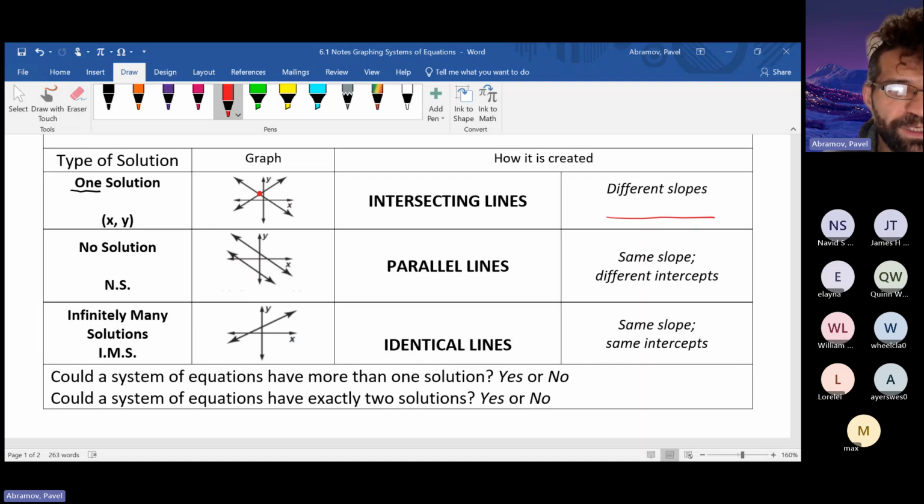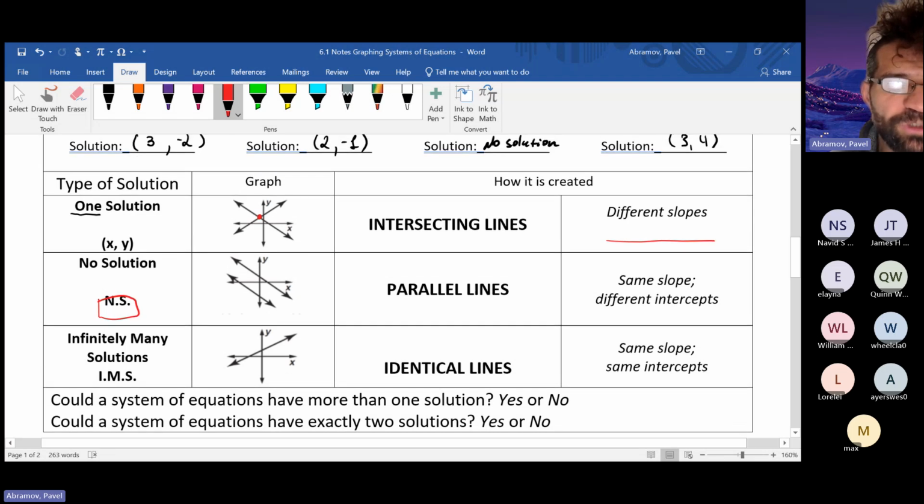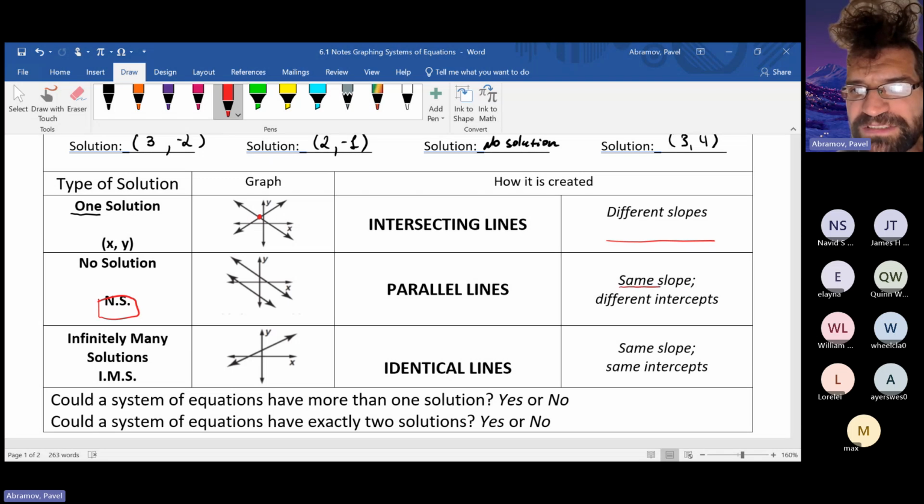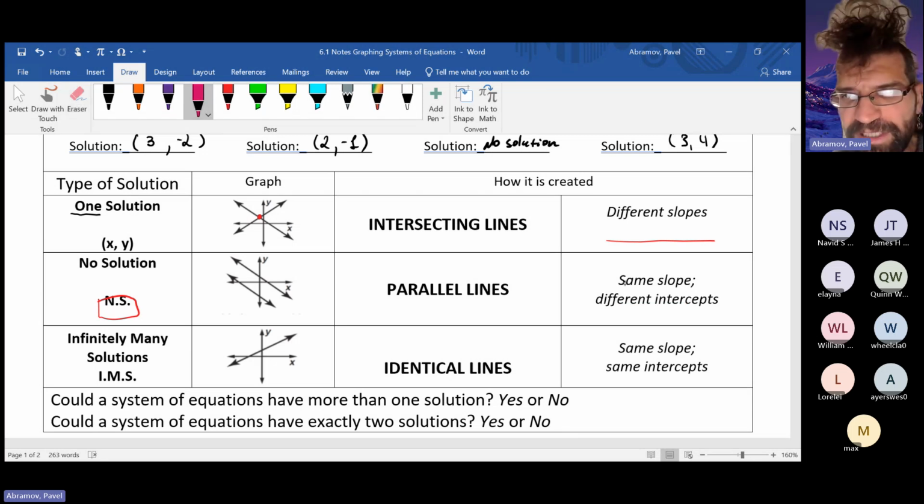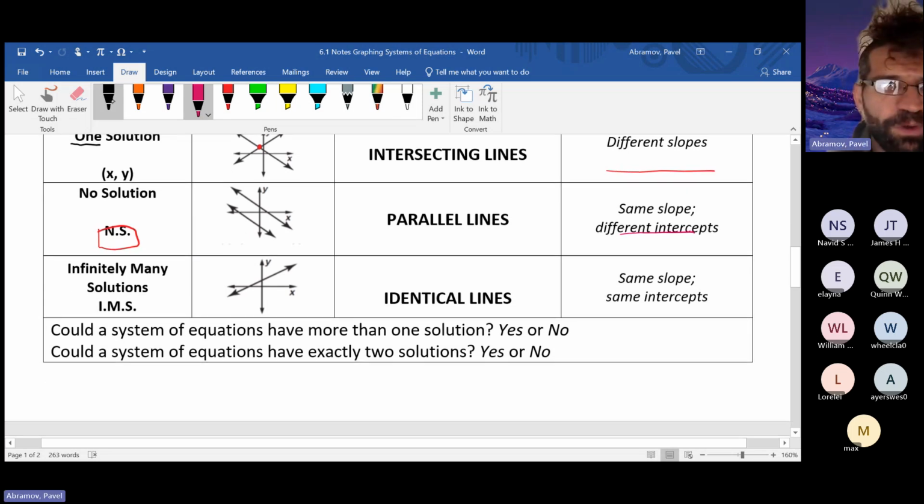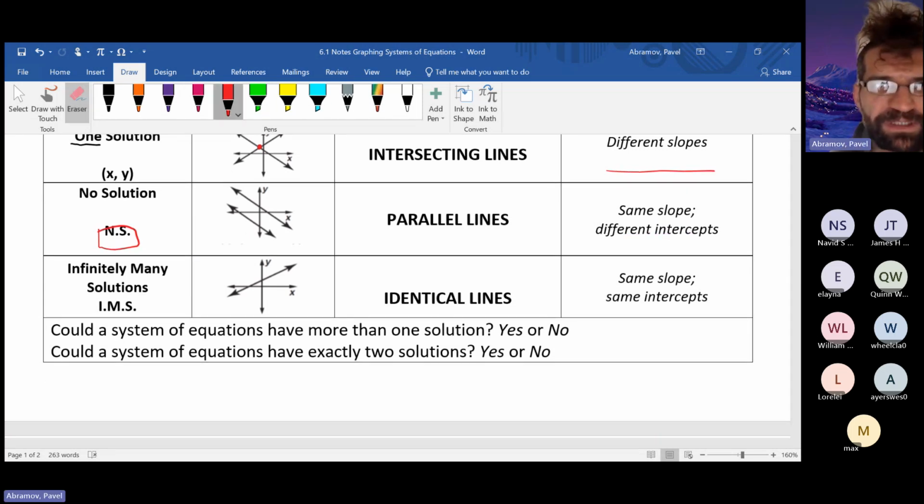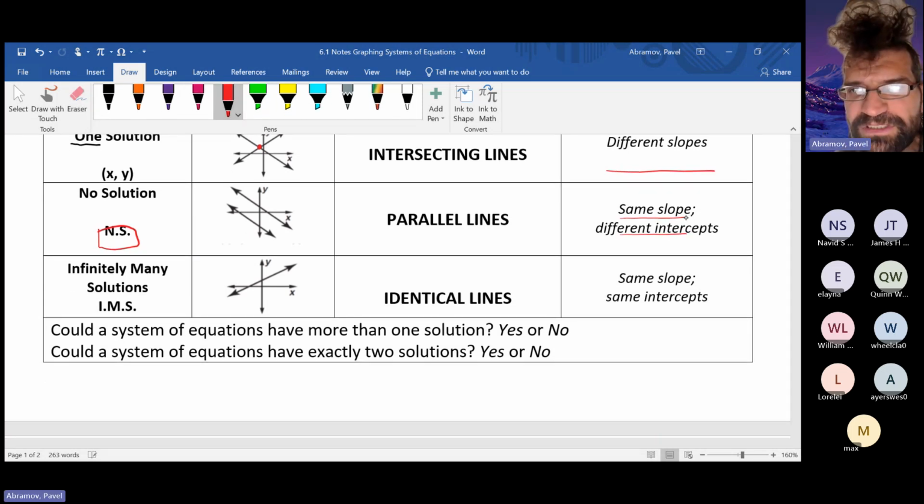Then, if we have no solutions, we sometimes call it NS, no solution, if the lines don't intersect, if they're parallel lines. And that happens when their slopes are the same. Remember, we talked about parallel lines in the past, and we talked about that parallel lines have the same slope. But also they have different intercepts, because otherwise it would have been the same line. So same slope, different intercepts.